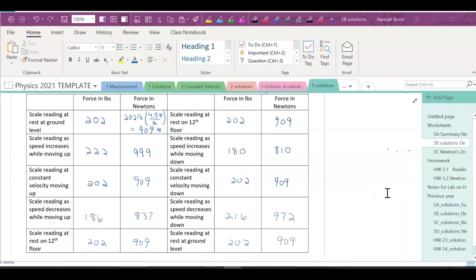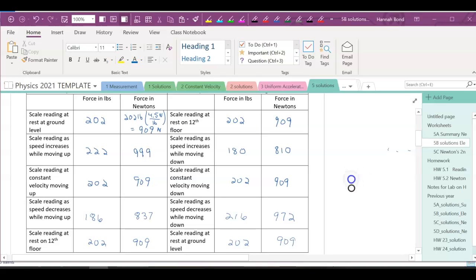Now I have recorded those observations in the right-hand side of this table, showing what the scale is reading as the man moved from the 12th floor back to the ground floor. The scale reading changes a lot during this trip up to the 12th floor and back down. But do you think that the man's actual weight changed? I don't think that it did. So something else is going on.